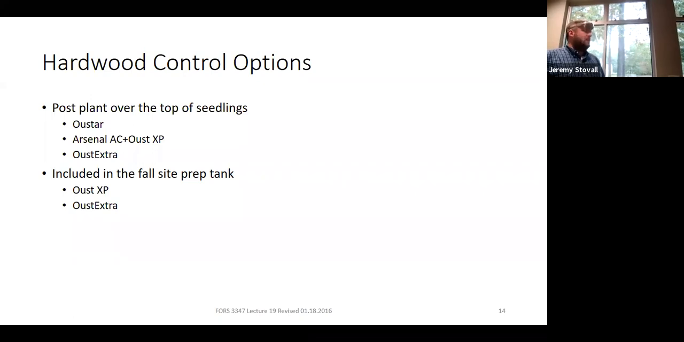Of course, you could accomplish the same thing because you can still buy products that have sulfometuron in them. You could still buy products that have hexazinone in them. So you could create your own tank mix that still has that same effect. Arsenal AC plus Oust XP, that's going to be imazapyr and sulfometuron. And then Oust Extra is sulfometuron and metsulfuron. So you can see they all include sulfometuron mixed with something else. And then the fall site prep tank mix, again, you can see it's different examples of sulfometuron there.